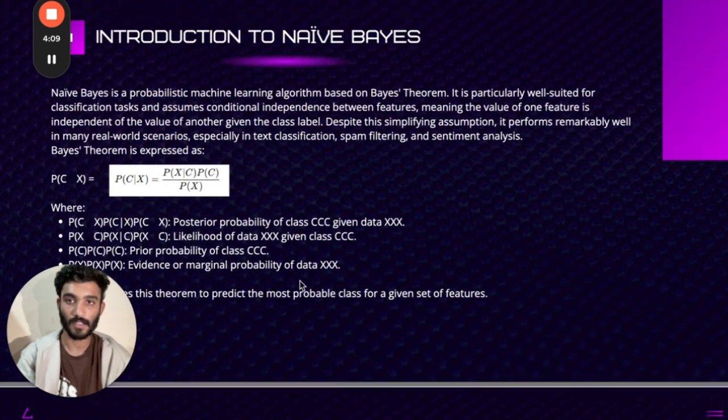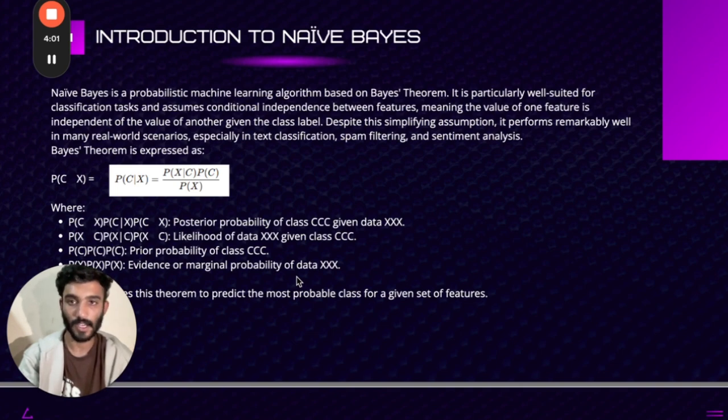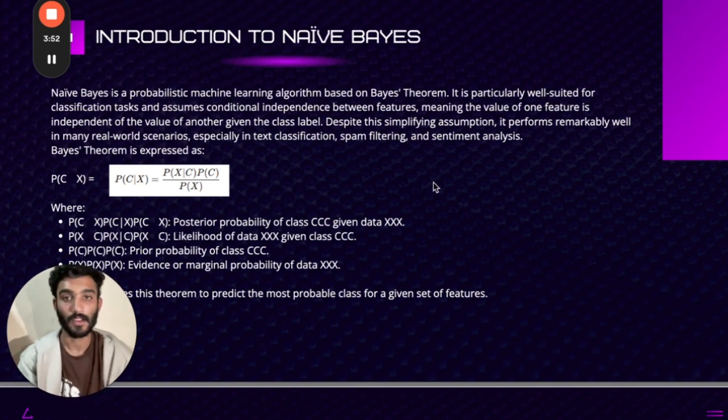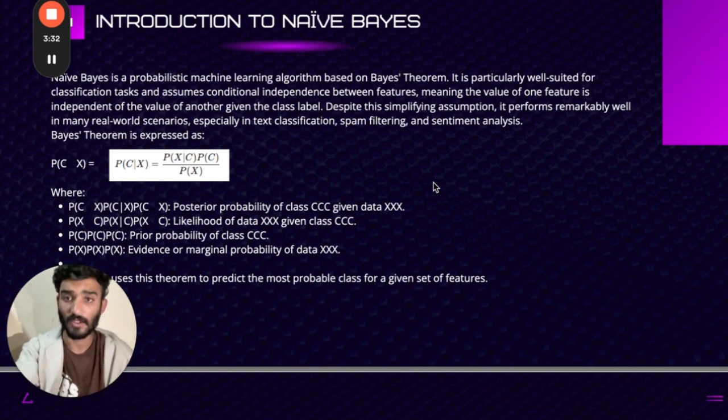Naïve Bayes is a probabilistic machine learning algorithm based on Bayes' theorem. It is particularly well suited for classification tasks and assumes conditional independence between features, meaning the value of one feature is independent of the value of another given the class label. Despite the simplifying assumption, it performs remarkably well in many real world scenarios, especially in text classification, spam filtering, and sentiment analysis.